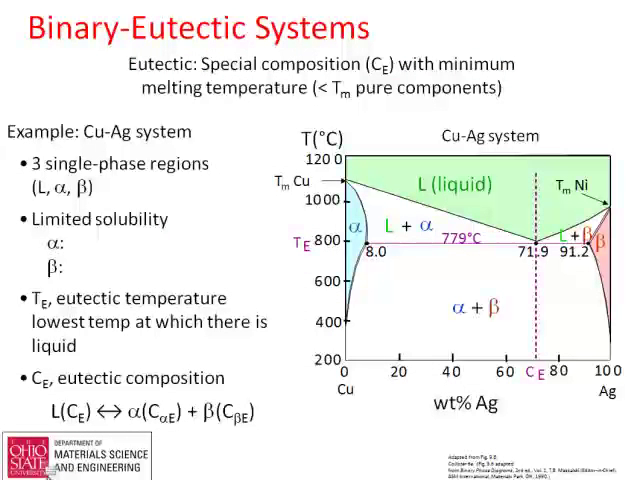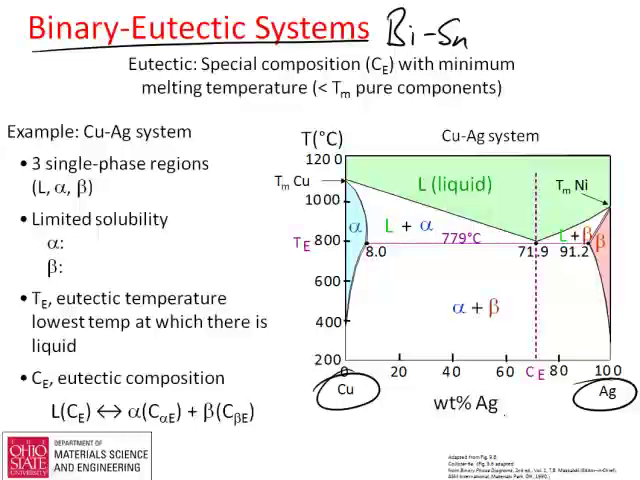So the system that we will consider is the binary eutectic, and a good example of a binary eutectic is the bismuth-tin system that we'll deal with. And we've got a eutectic composition here, and this is actually the copper-silver system. Sterling silver is silver with about 7 or 8% copper in it.